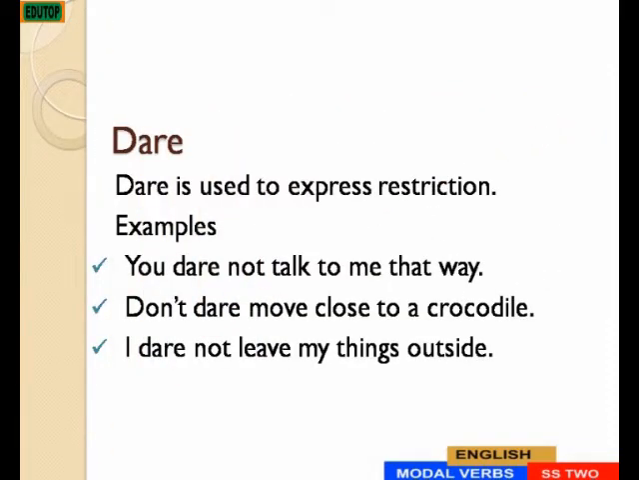Dare is used to express restriction. Examples: You dare not talk to me that way. Don't dare move close to a crocodile. I dare not leave my things outside.